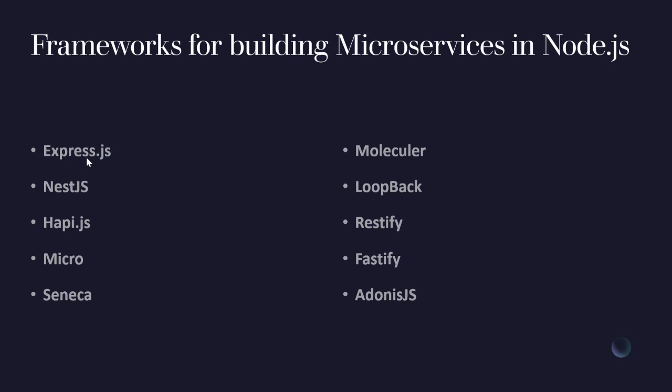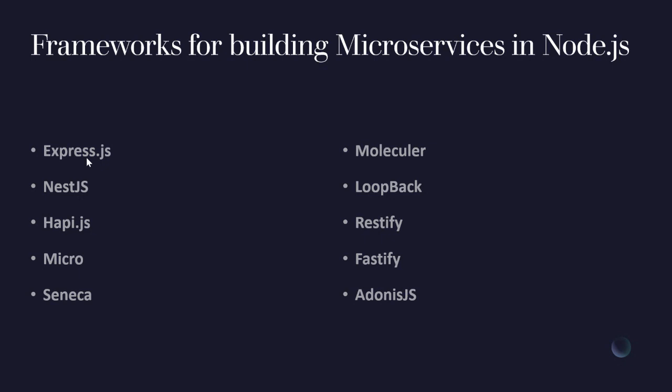Okay. Next one is Nest.js. It is a full featured framework for building scalable and maintainable server side applications. The next one is Hapi.js. Hapi.js is a powerful, flexible framework for building applications and services. It's well known for its configuration driven approach and extensibility. The next one is Micro. Micro is a microservices toolkit for Node.js that focuses on simplicity and minimalism. So you will get minimal code with this library or framework.